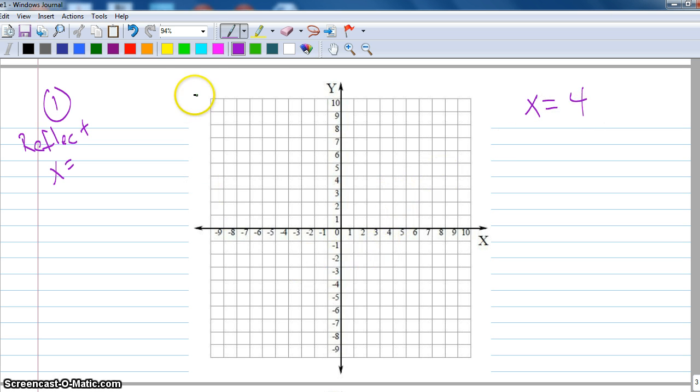So first we need a shape to reflect. For all the points, I'm going to use the same points everywhere. I'm going to do (1, 1), (3, 4), and (0, 3). I'm going to use those points throughout the rest of the notes. So I'll make my triangle real quick.